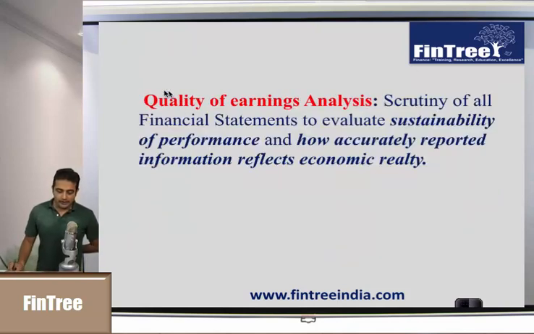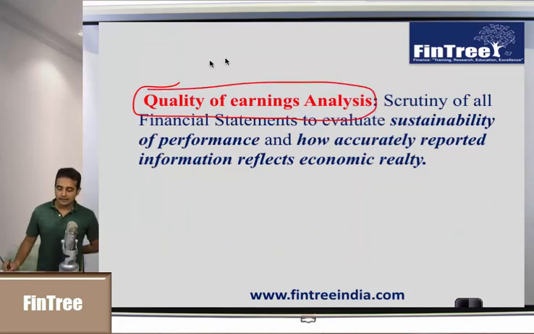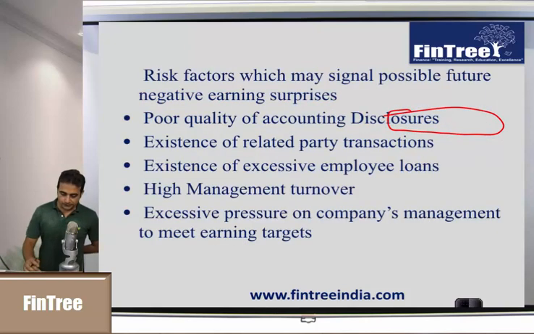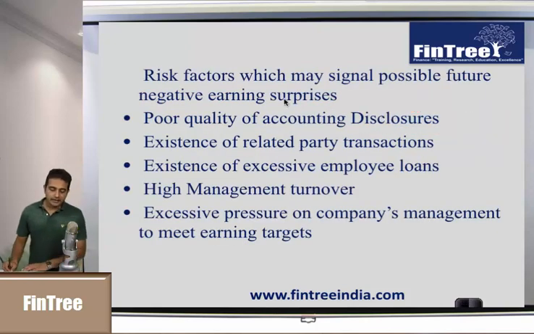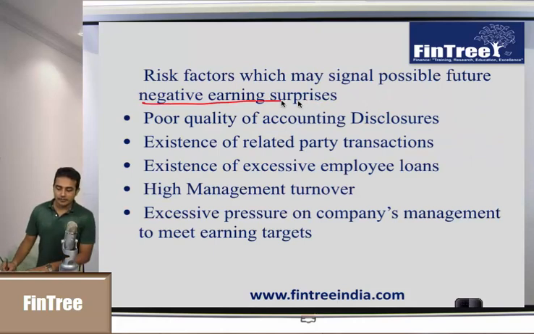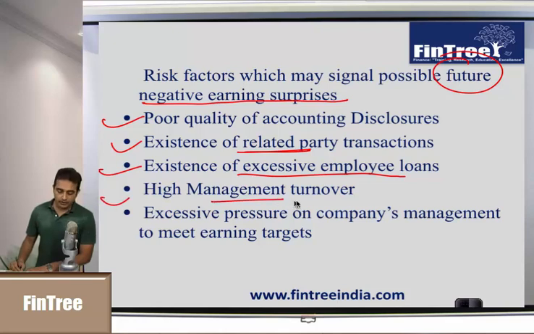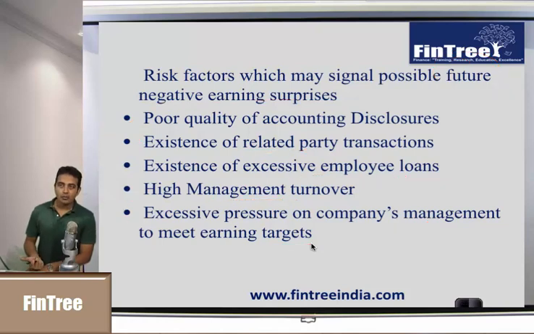Okay, then quality of earnings analysis, I'm sure all of you understand this. Again, the key word here is sustainability. Risk factors which might signal negative earnings surprises in future: poor disclosures, related party transactions, excessive employee loans, high management turnover, excessive pressure on management to meet earnings targets. Want to discuss any of these points? If you see this happening, there's a possibility that we might have a negative earnings surprise coming up in the near future.